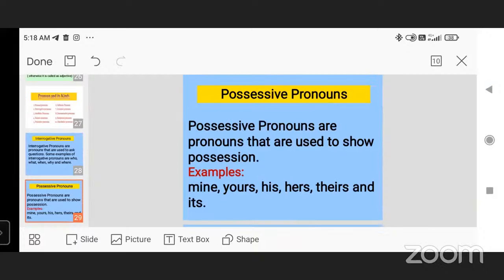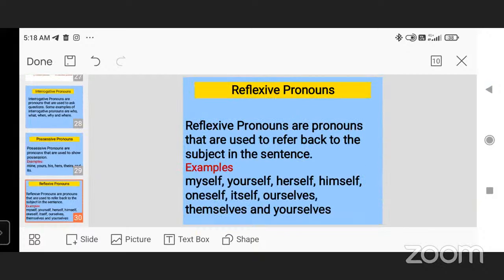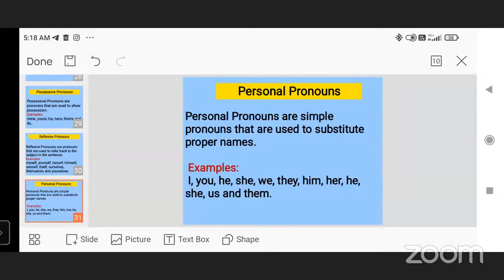Covered, ma'am. Okay. Reflexive pronoun? Yes, ma'am. Personal pronoun? No, ma'am. Okay, Rakhi.